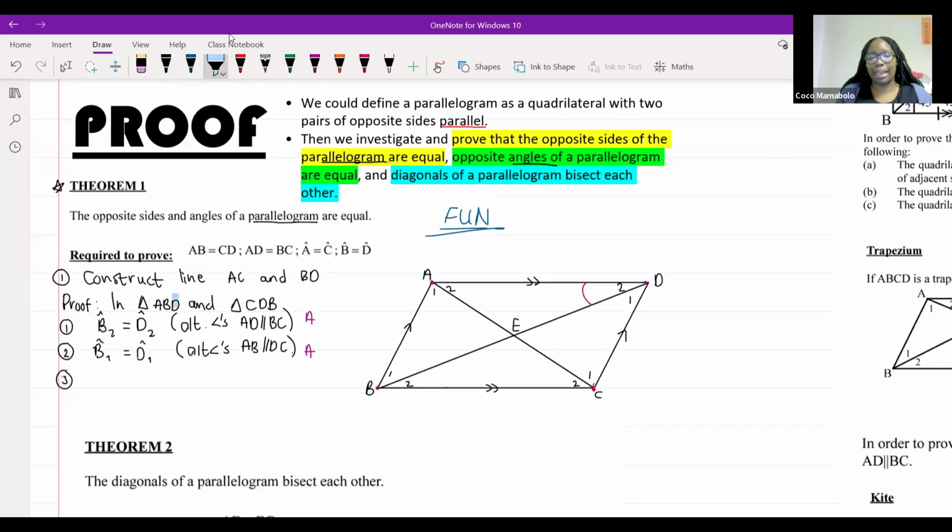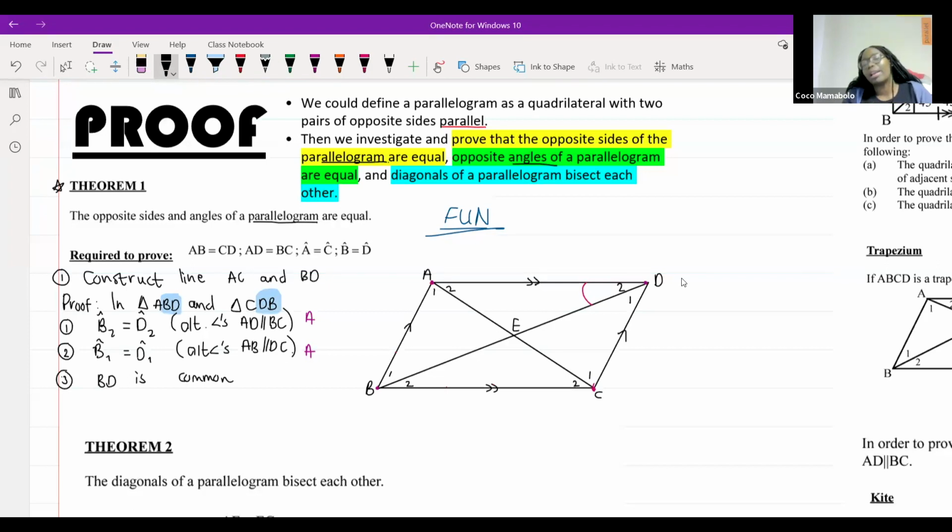Let me highlight it for you guys. Is BD common? Yes, absolutely. BD is common. Do we see how they both share BD? Yes, both triangles have BD in them. So BD is common.